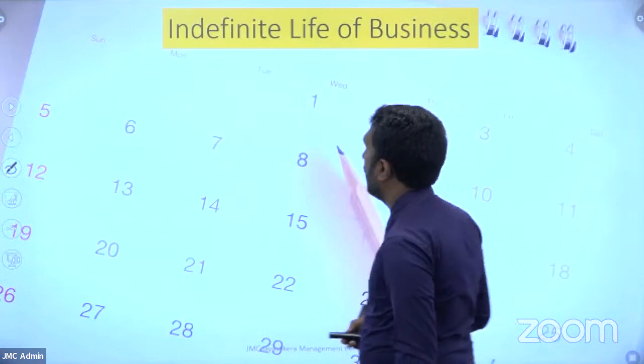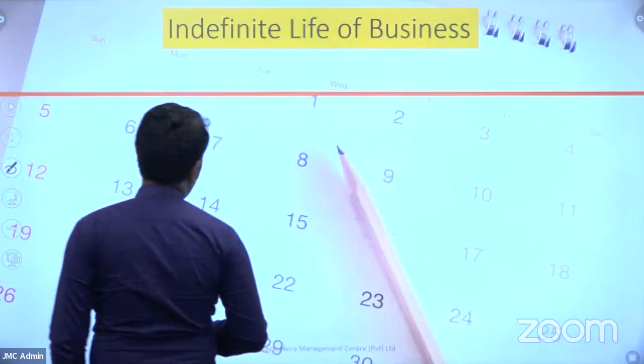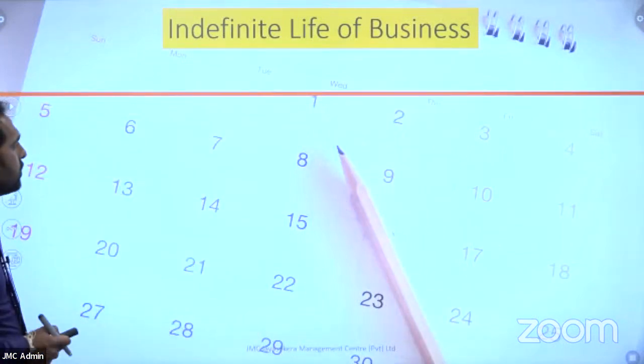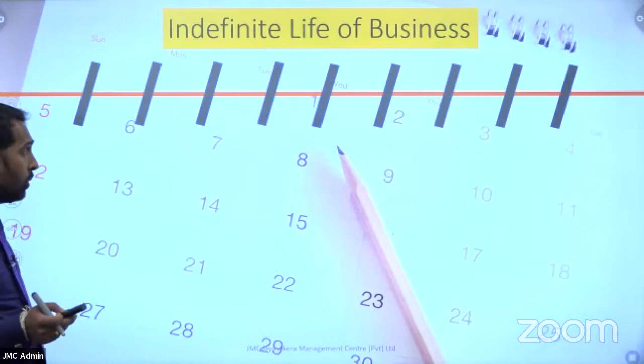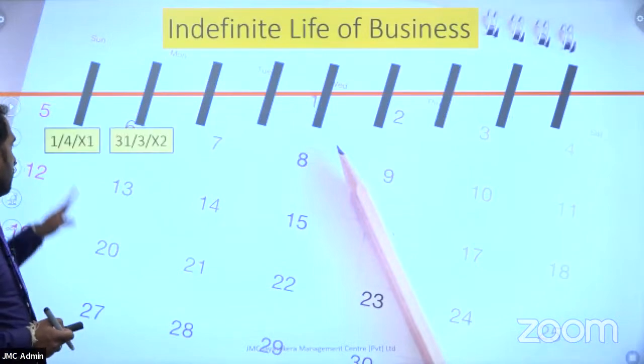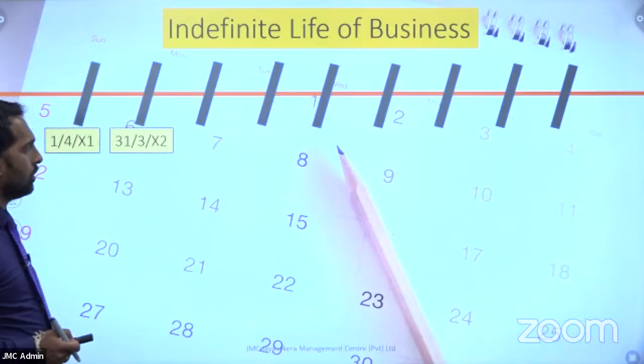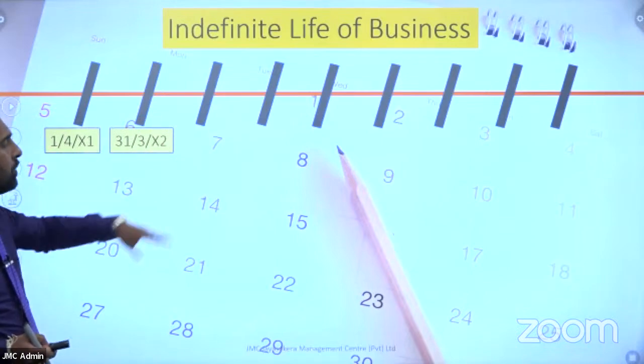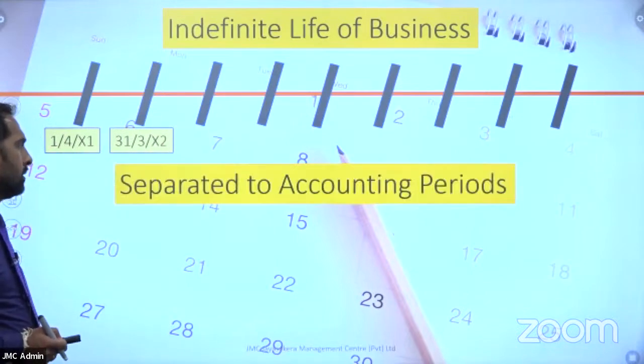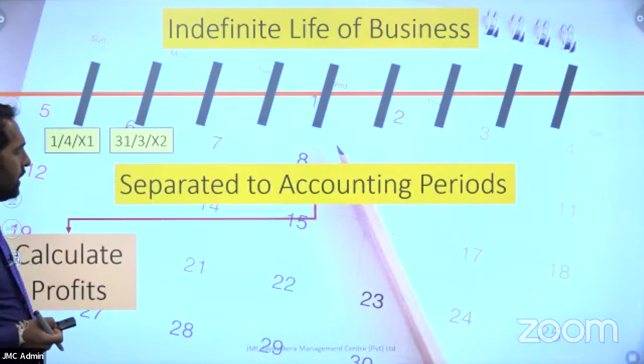What happens is you take the indefinite life of a business and you separate it into periods, like 1st April to 31st of March, then another 1st April to 31st of March, like that. They are separating them into accounting periods.